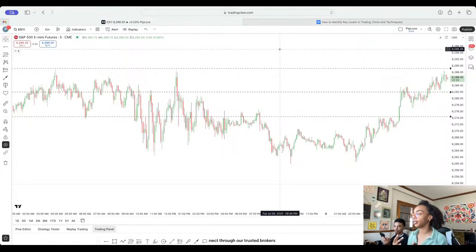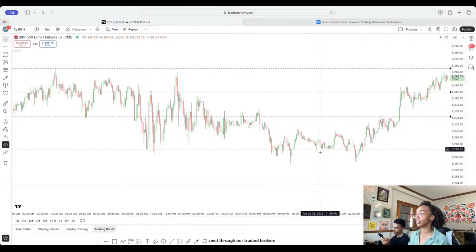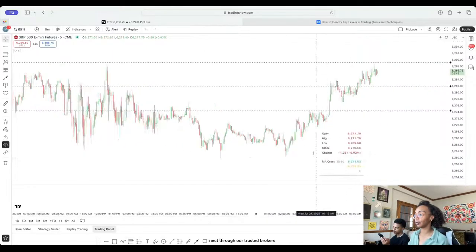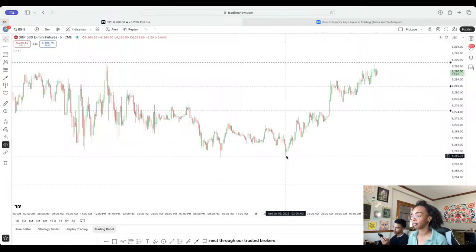You can have your session open or close. So your London, your New York, your Asia, those are levels. You can have your swing highs and swing lows. So what's that? Our support and resistance. We can have break of structure points be a key level.